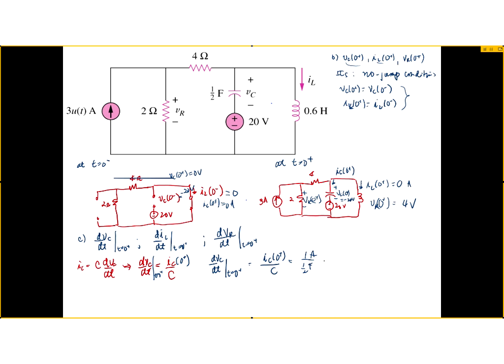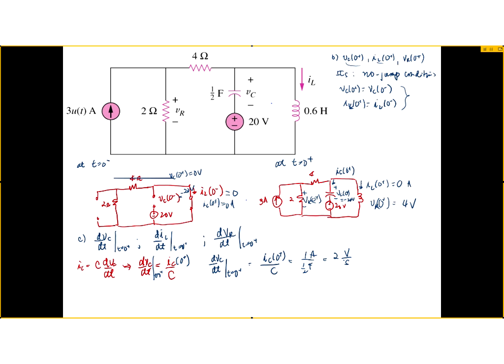divided by, what's the capacitance? 1/2 farad. So it's going to be 2 what? Volts per second. So how did I find out again? I'm looking for a current here, so I was doing a KCL here. I already know the current here to be 1 amp.